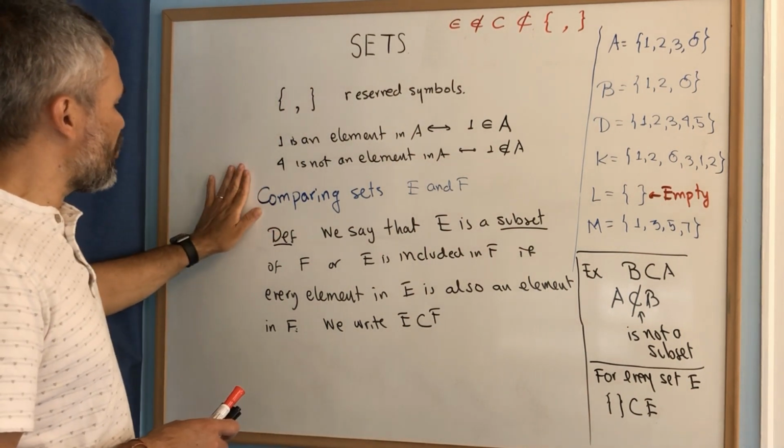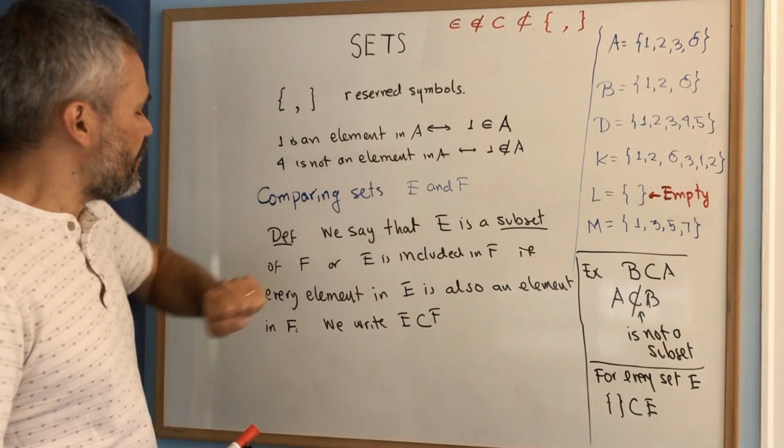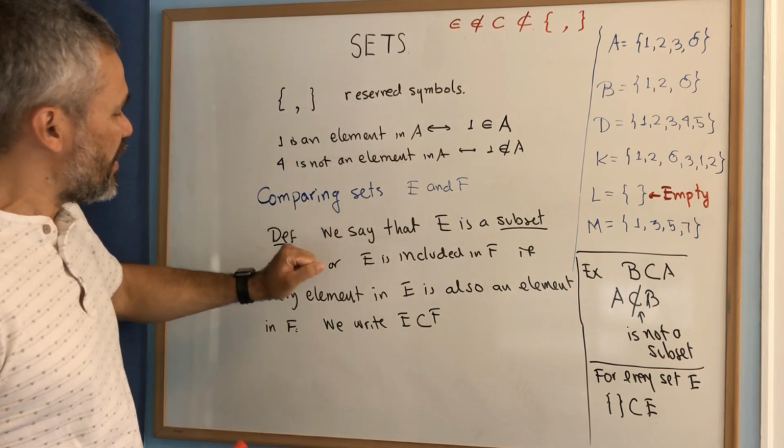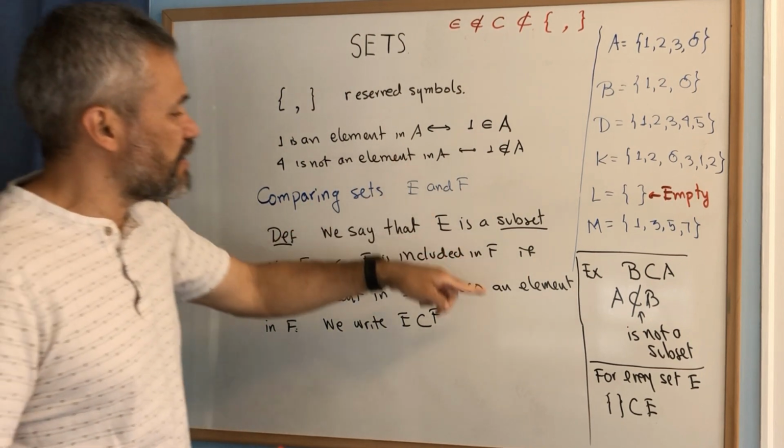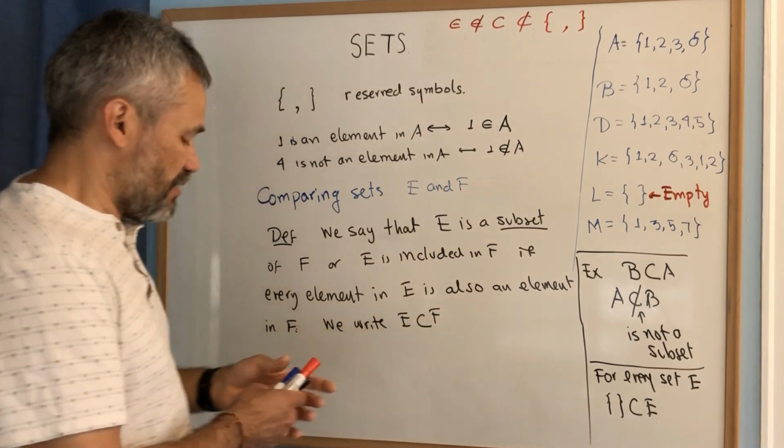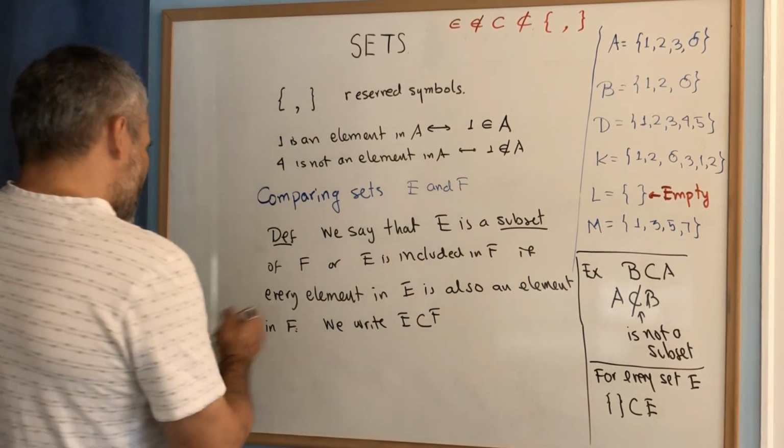Okay, we are thinking about comparing sets E and F. If we have two sets, then we can say that one is containing the other or one is not containing the other. Let me just write another definition.